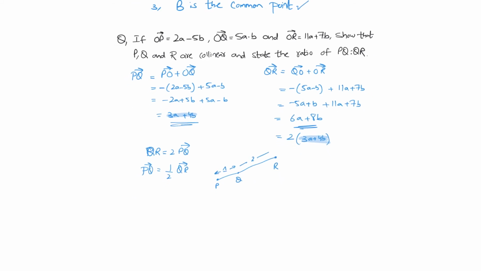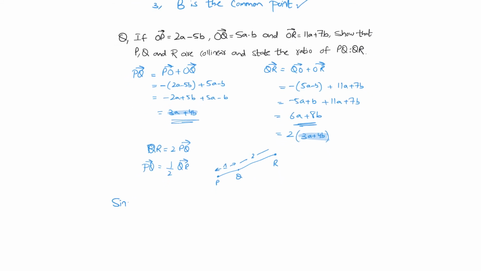So since the PQ vector is half of the QR vector, and PQ is parallel to QR, and you can see that Q is a common point, you can say that P, Q and R are collinear.